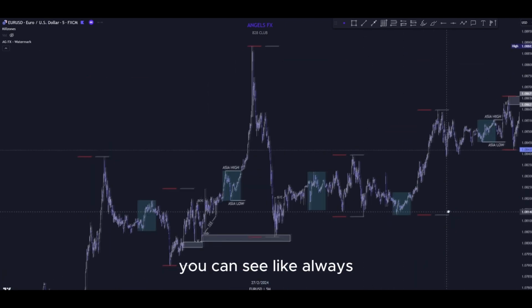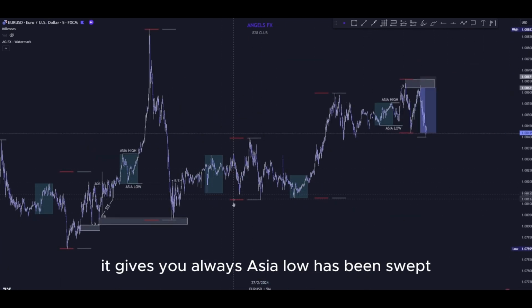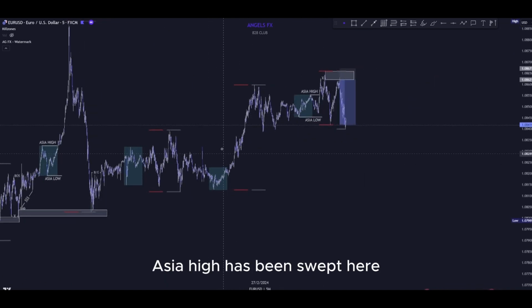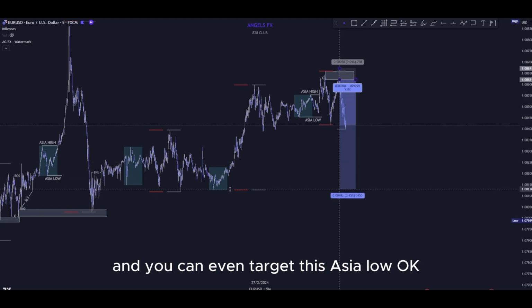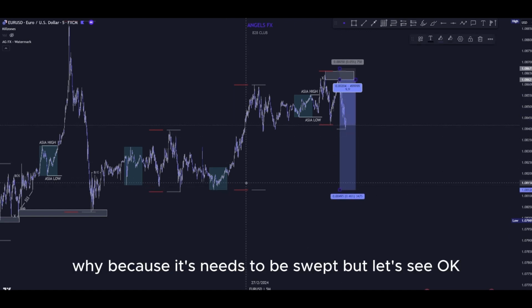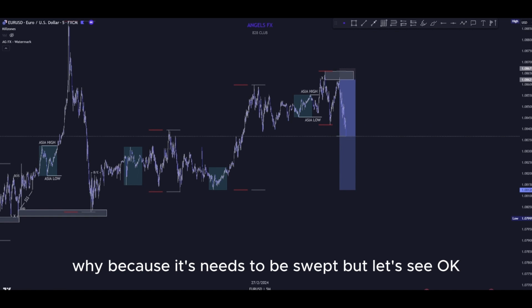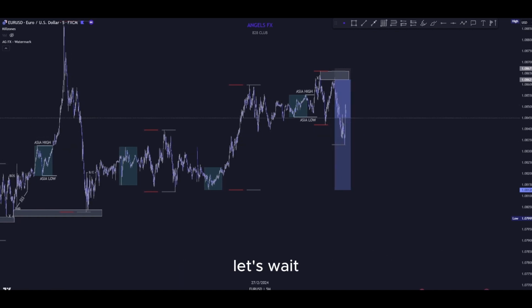You can see, always, Asia low has been swept, Asia high has been swept. Here, Asia low has been swept, and you can even target this Asia low, okay? Why? Because it needs to be swept. But let's see, okay? Let's wait.